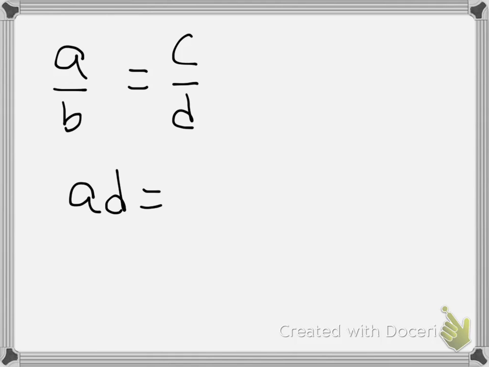If we did this on the last problem, if we took something like A over B is equal to C over D, then we're going to cross multiply. So in this case, AD is going to be equal to BC. So we're going to use cross multiplication in order to solve a problem.